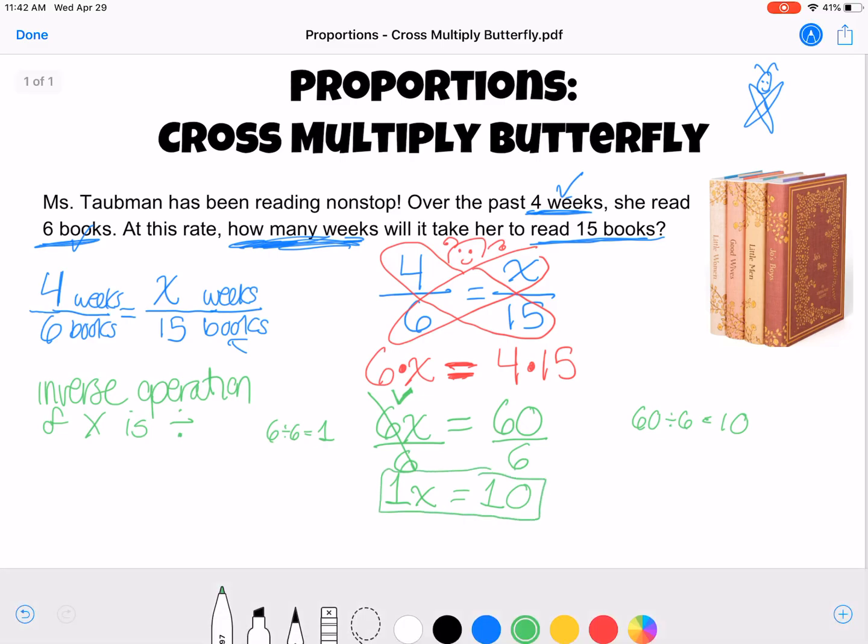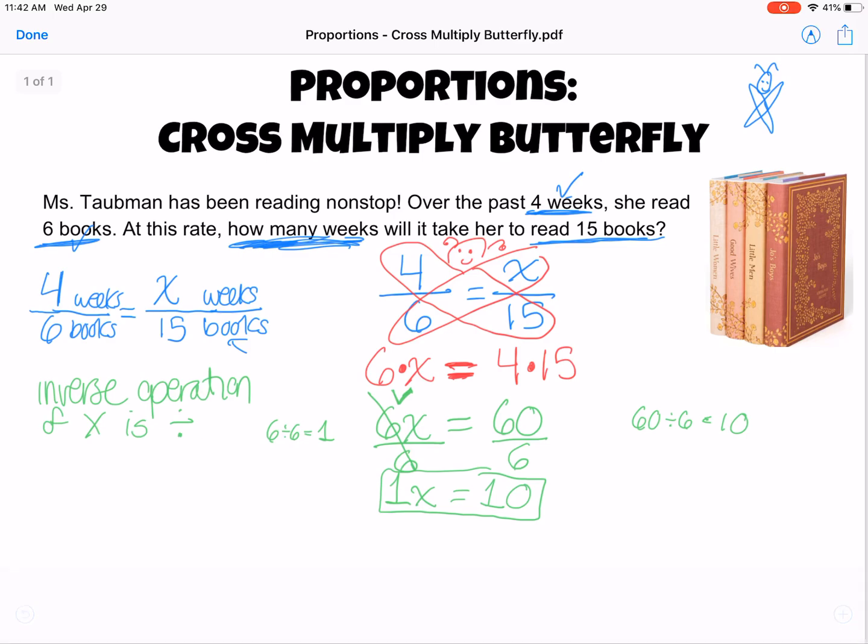And you can check your work at this point. I'll do it over here. If I plug in x for 10, is it going to work out? Let's see. So if I say 6 times 10 equals 4 times 15, so I'm plugging it in here, then I'll get over here 60 equals, and on my right side I'll get 60, and yup, that absolutely works.